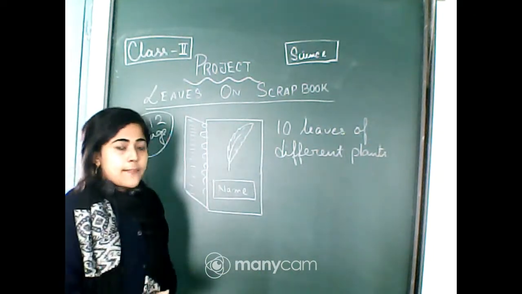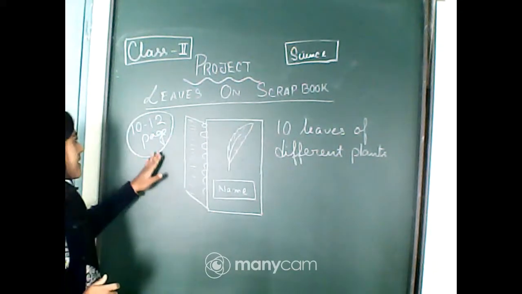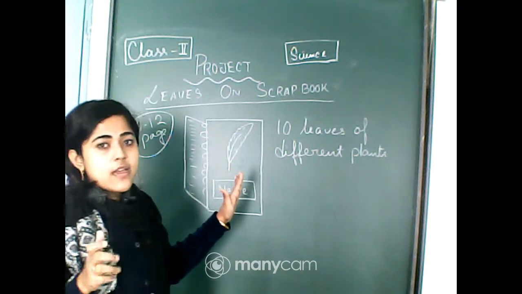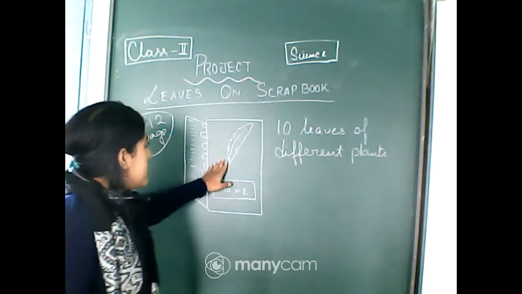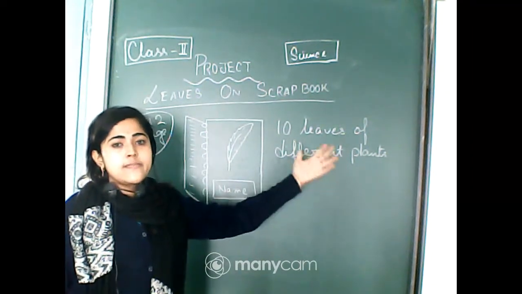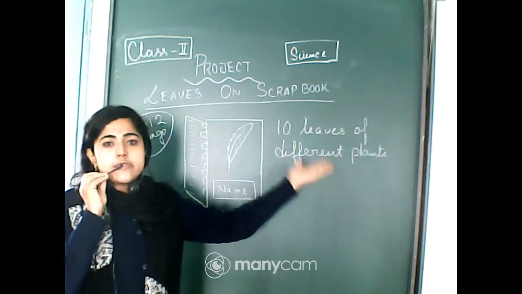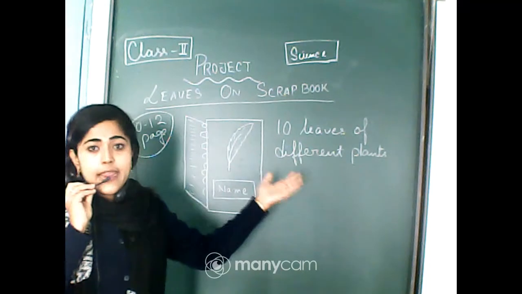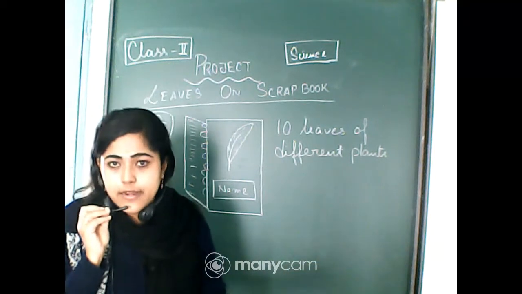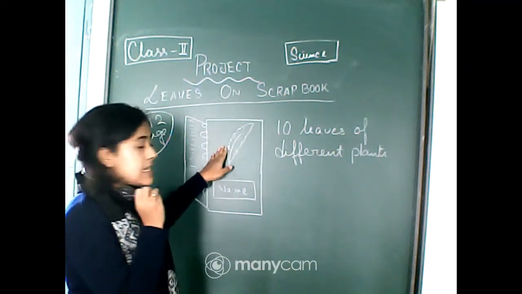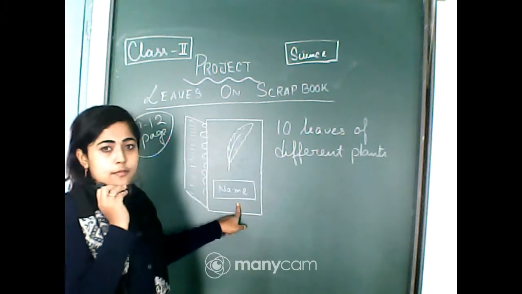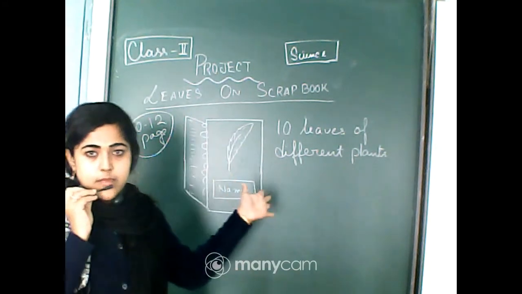So I will repeat it again. First, take a copybook that has 10 or 12 pages, and don't buy a thick copybook, that's not needed. Then collect 10 leaves of different plants, not the same plant, maybe hibiscus, rose, marigold, tulsi, neem. There are lots of plants in our neighborhood areas, and don't pluck them. Just collect what has already fallen down on the ground, and paste it with sellotape or glue on your scrapbook and write the name of the plant or leaf, okay?